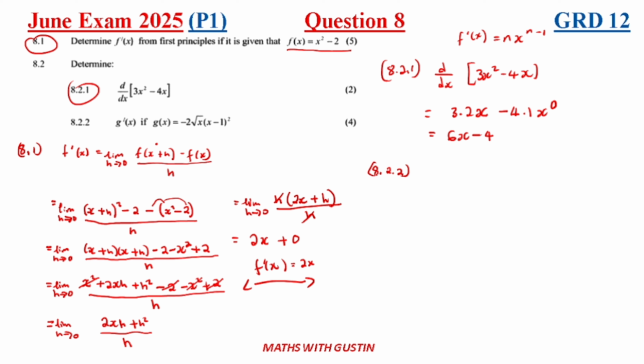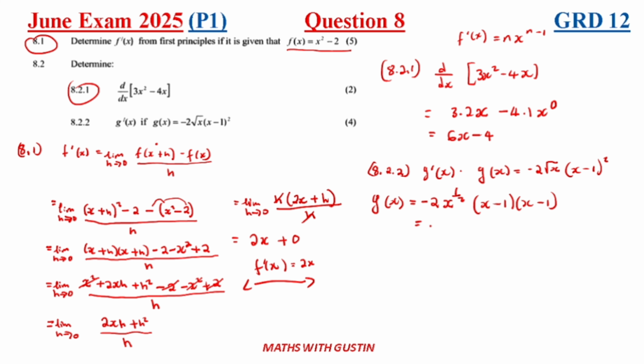8.2.2, they want us to find g prime of x, which is the derivative. It is given to us as g of x equals negative 2 square root of x, in brackets x minus 1, all squared. However, we can't take the derivative straight away because we've got a problem there. We need to simplify our equation first before we can take the derivative. So it's going to be minus 2 x to the power of 1 over 2, and here we can expand our bracket.